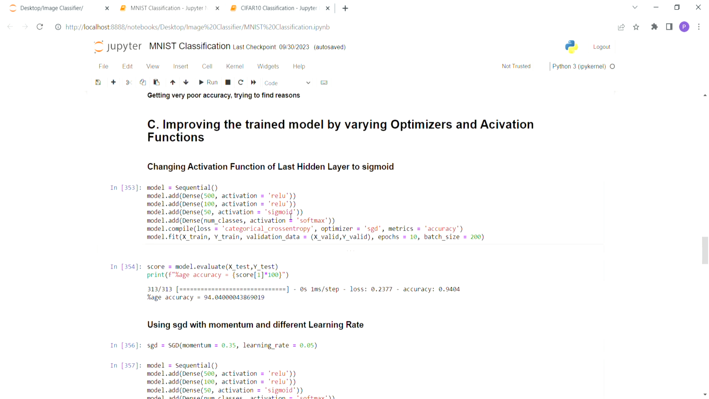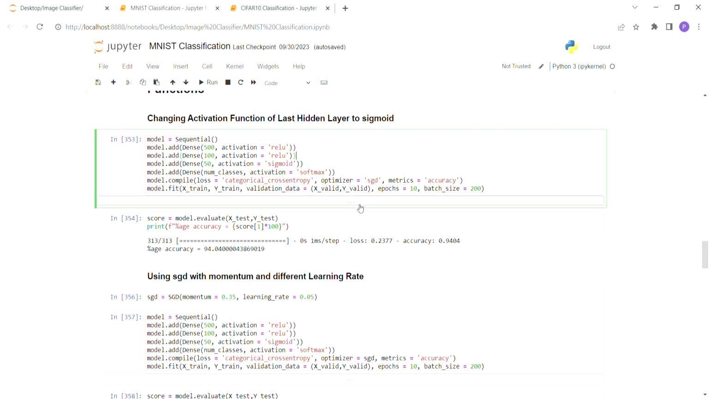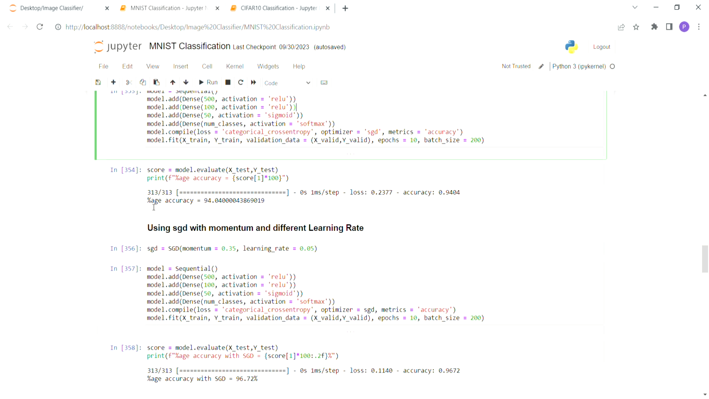So instead of keeping the last layer as ReLU in the third step, we'll be using a sigmoid layer here. The third dense layer would be a sigmoid, and we can see that just by changing this we can achieve a percentage accuracy of 94.04%, which is even more than the single layer perceptron.